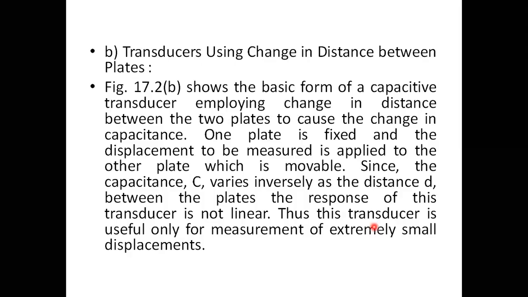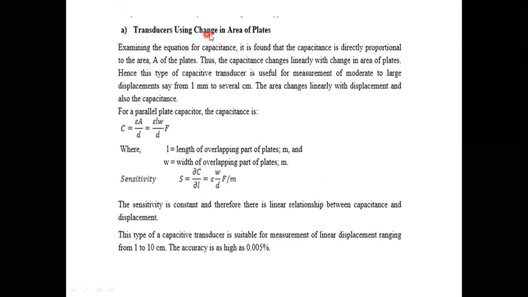So the capacitance uses the area of plates: epsilon A by D. A is length into breadth, so epsilon L W by D. So what is the sensitivity of a capacitor that uses changing area of plates? S equals dou C by dou L, so it becomes epsilon W by D. Epsilon W by D is the sensitivity.